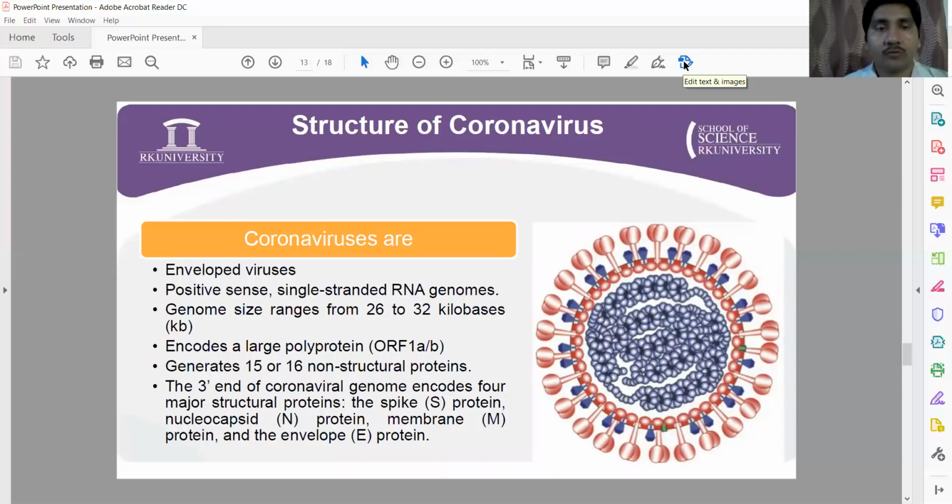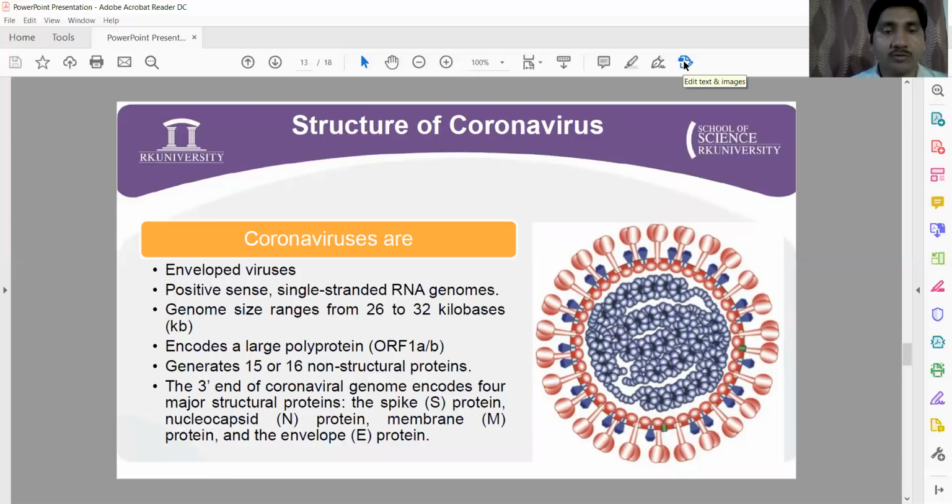Coming to the structure of coronavirus, as I told earlier, it is an enveloped virus. The envelope is a lipid bilayer, which is of host origin. The host means the cell which gets infected by the virus. When the virus enters into the cell, that cell becomes its host. And when the virus comes out of that cell, it takes a coating of the host cell membrane onto it, and thus it makes the envelope.